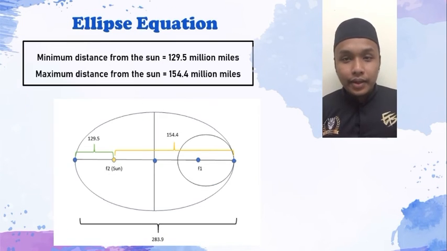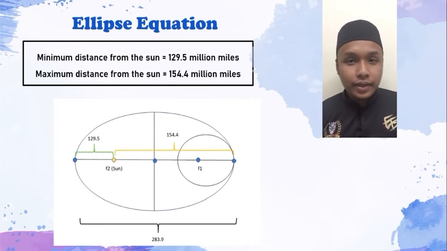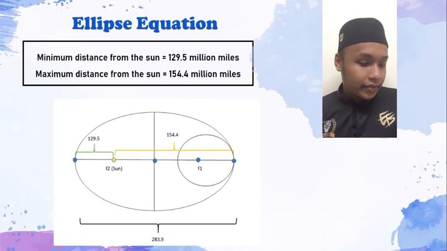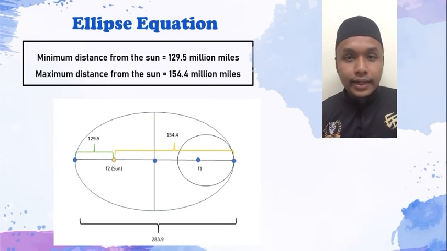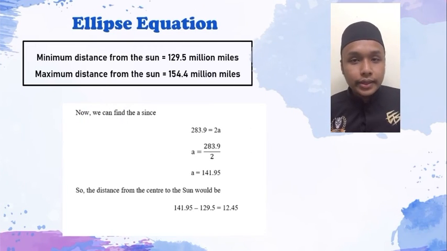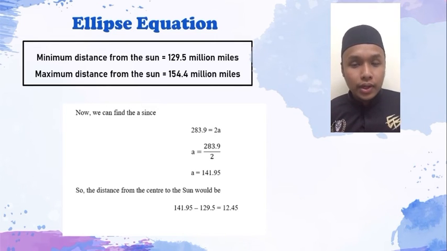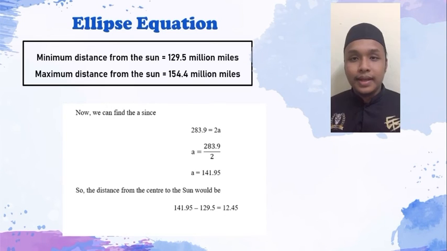For the first step, we add the distances, 129.5 plus 154.4, and we get 283.9 million miles. Since we have the total distance, we can find a. To find a, we divide 283.9 by 2, and we get 141.95.